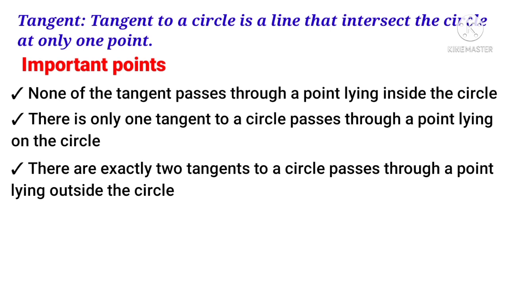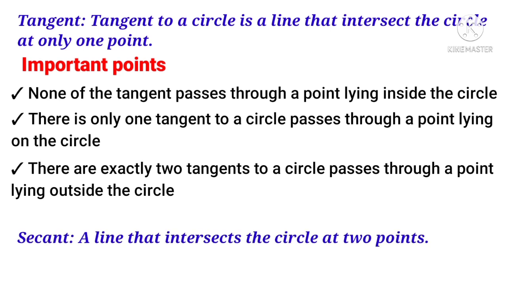If a point is present outside the circle, then you can draw only two tangents to that circle from that external point. Now we'll discuss secant. A secant is a line that intersects the circle at 2 points. That is known as secant.